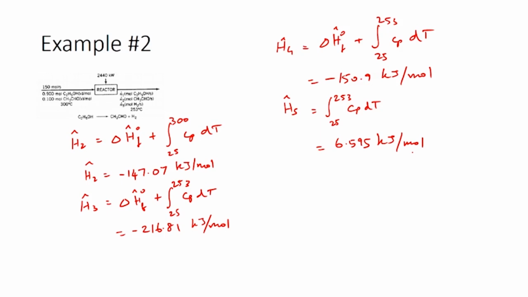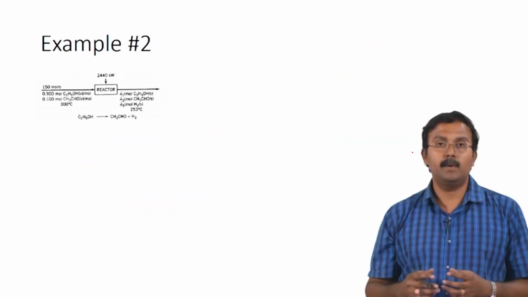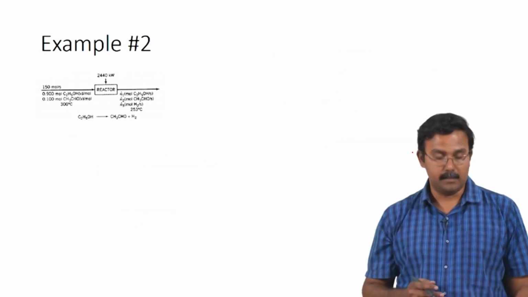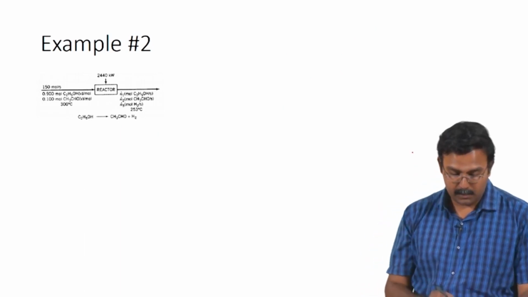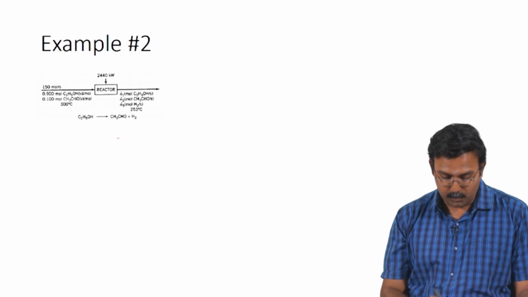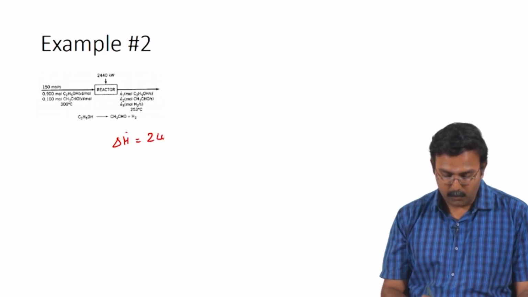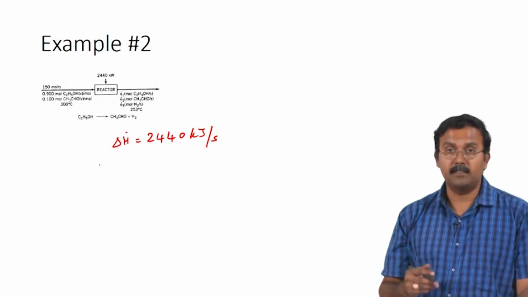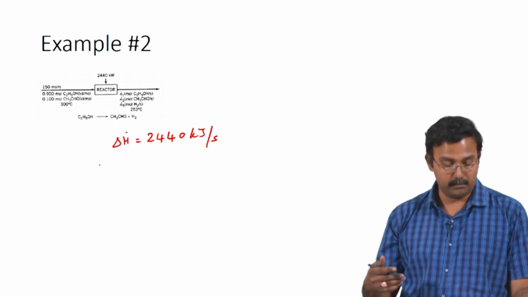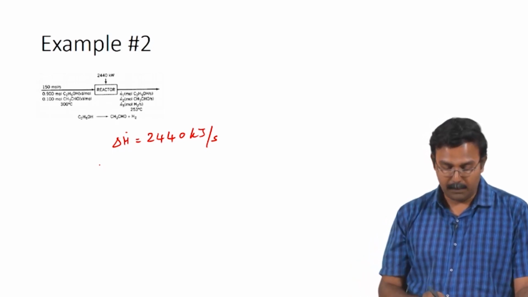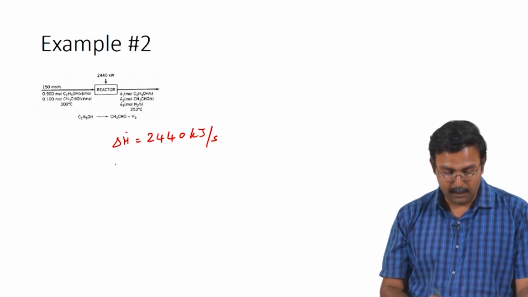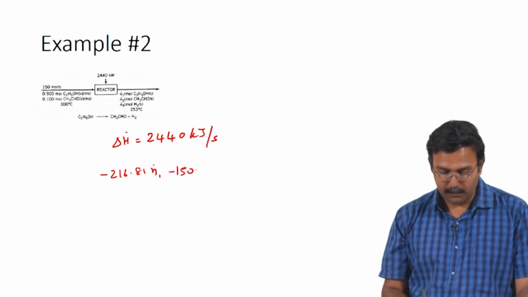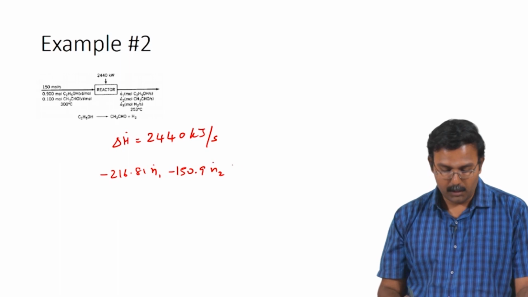So, we can substitute this in the equation we had to get the third equation, which is required for solving the material balances. So, now let us look at the equation. So, we said that the equation simplifies to delta H dot equals 2440 kilojoules per second. So, if we were to plug the values for the enthalpies in the enthalpy table and calculate the change in enthalpy, which is delta H dot, this equation would become minus 216.81 N1 dot minus 150.9 N2 dot plus 6.595 N3 dot.